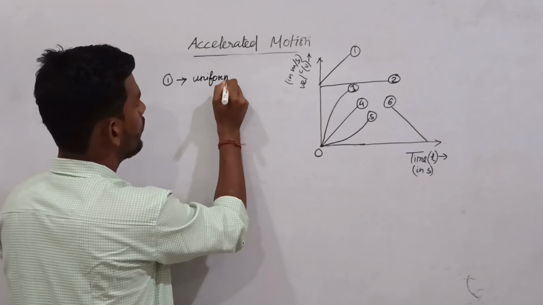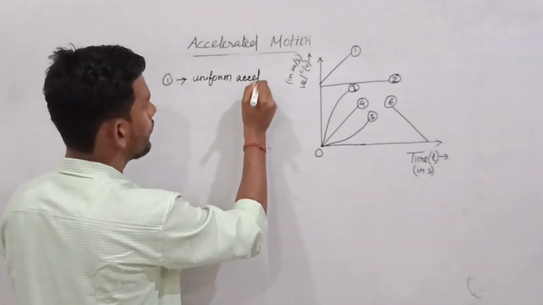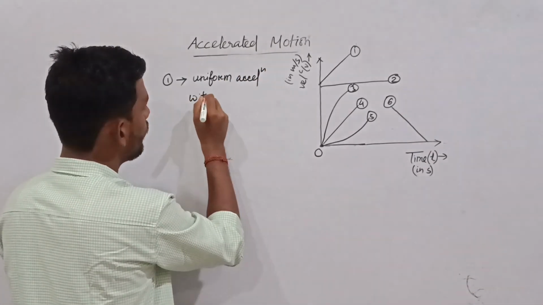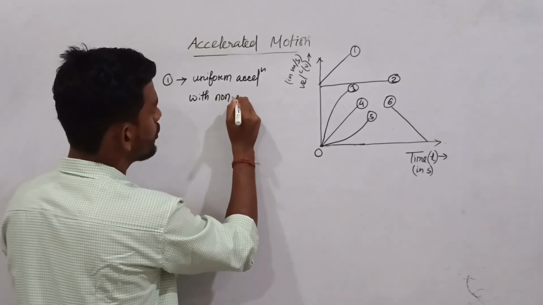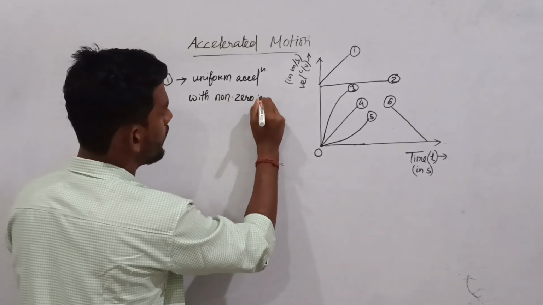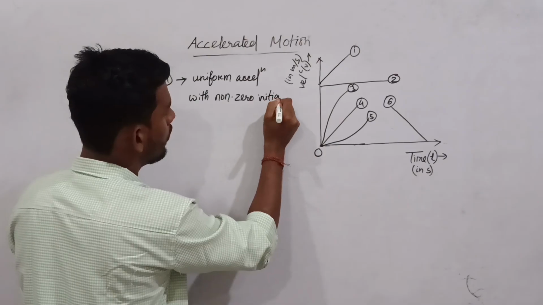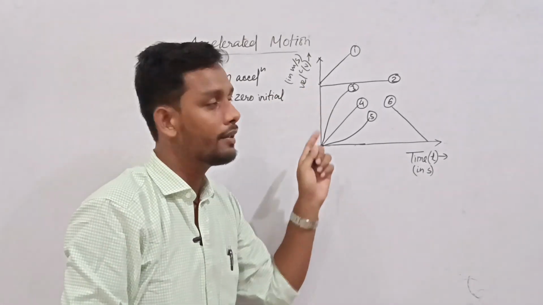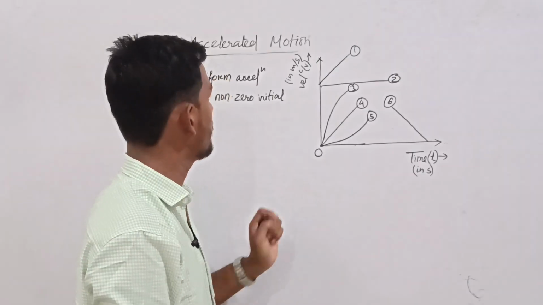uniform acceleration with non-zero initial velocity. Initial is not zero, but it is a uniform graph, uniform acceleration.